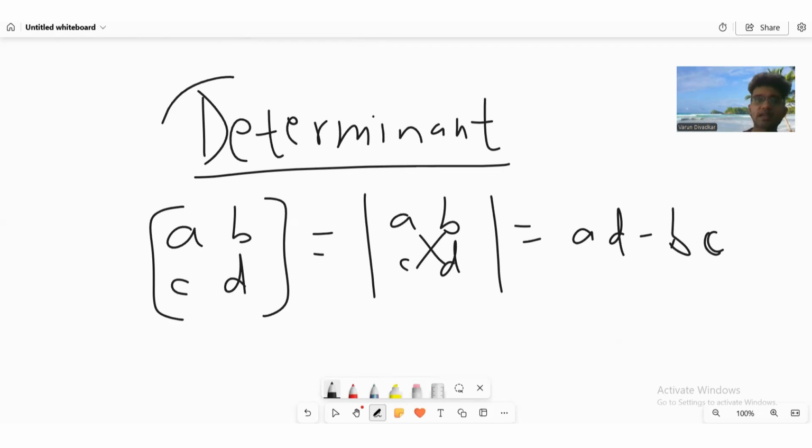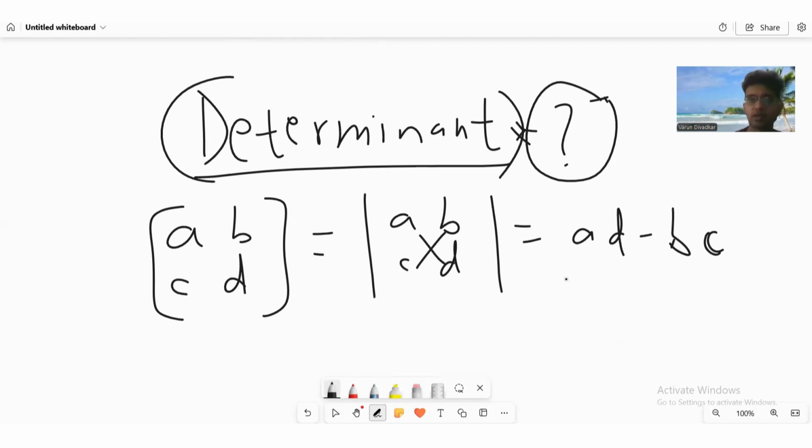But then what's exactly the meaning of a determinant in reference to a matrix? What does that basically imply geometrically? Let's see that.